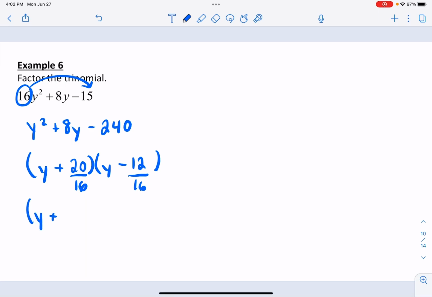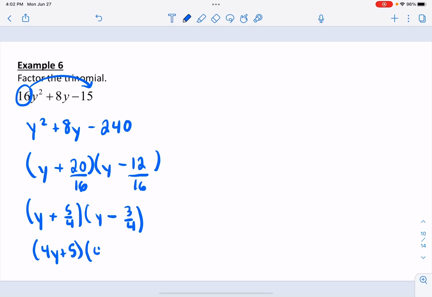20 divided by 16, 4 goes into both. 12 over 16, 4 goes into both. And then remember, any denominator swings up and becomes a coefficient. So that was actually a pretty complicated 5-step method. Question.